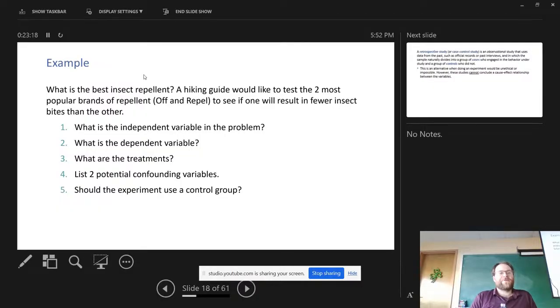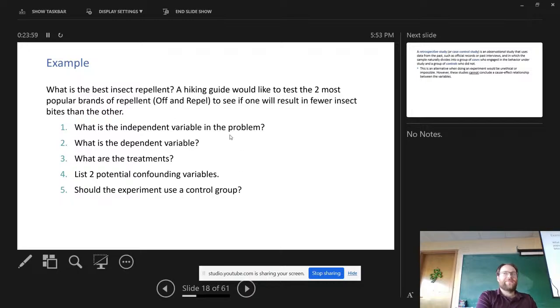The dependent variable, or what they're measuring. Would it be how many insect bites someone gets from either brand? So there's also no repellent: how many insect bites somebody gets whenever they have no repellent on, for the control group, or if they do get the repellent, how many they would get with the repellent too. So the treatments would be the repellents, right?